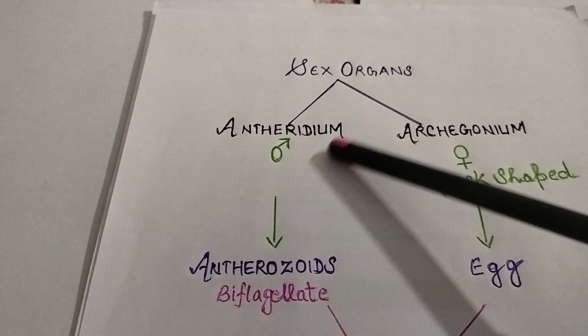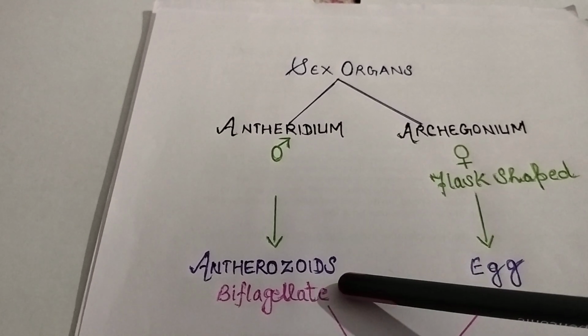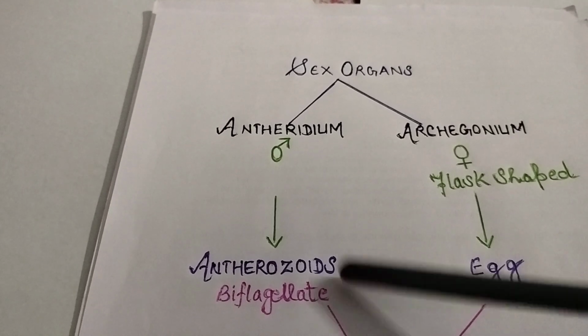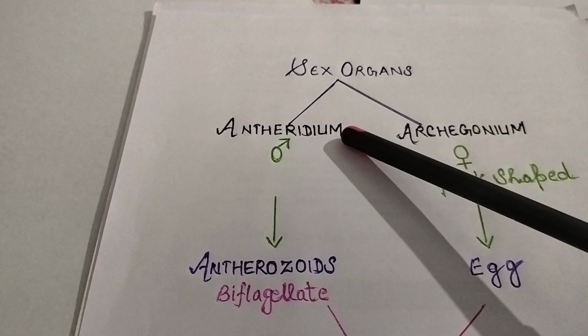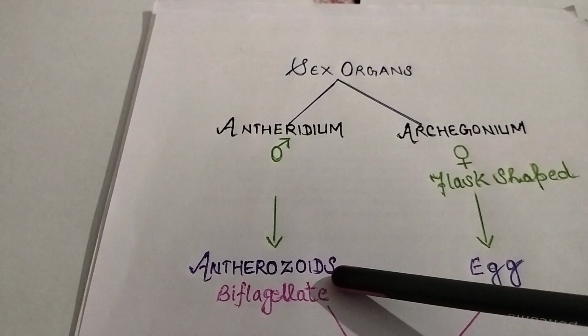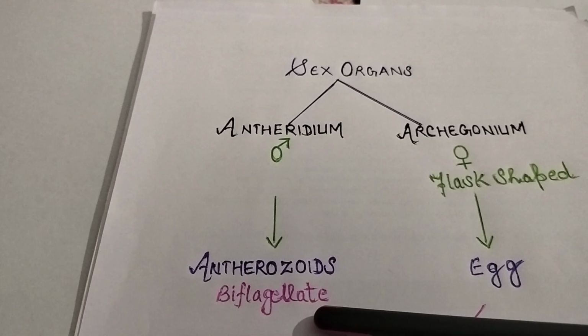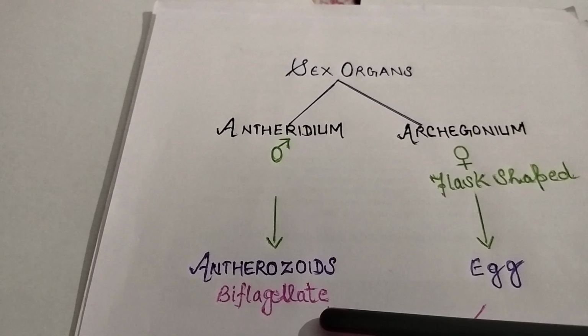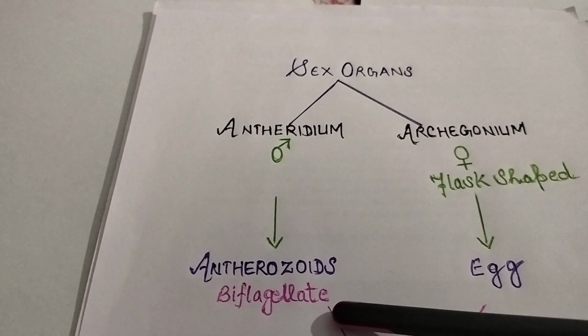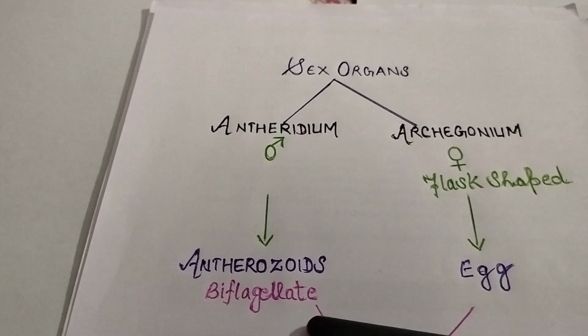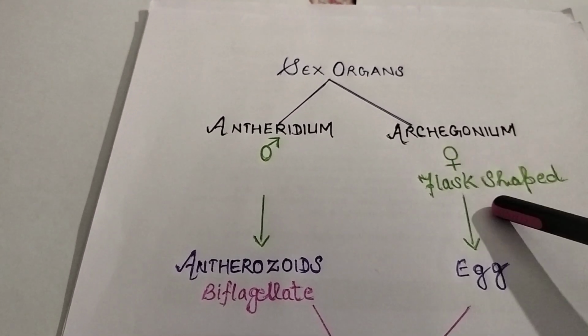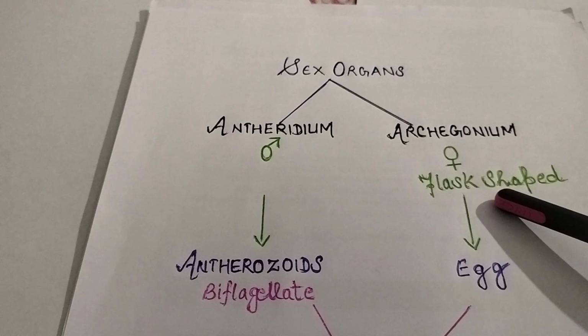Antherozoids. So antheridium produces antherozoids. Antheridium is the male sex organ which produces male gametes, that is antherozoids. These antherozoids are biflagellate, meaning they bear two flagella. And the female sex organ is flask shaped.